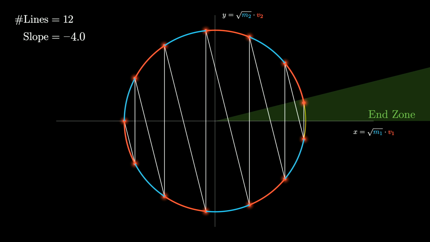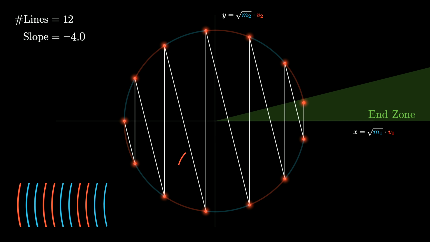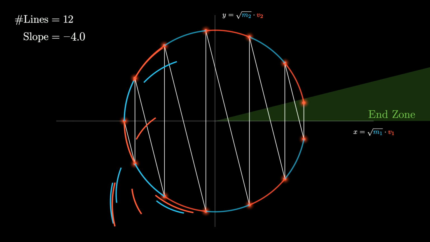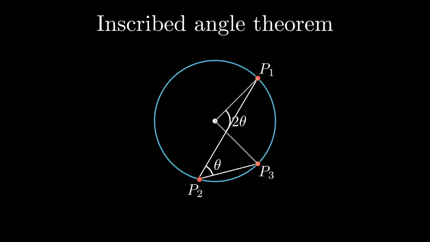You might notice those arcs seem to be about the same size, and you might hypothesize that all of these arcs are in fact exactly the same size. This does turn out to be true, and you can prove it using the ever-useful and ever-delightful inscribed angle theorem.